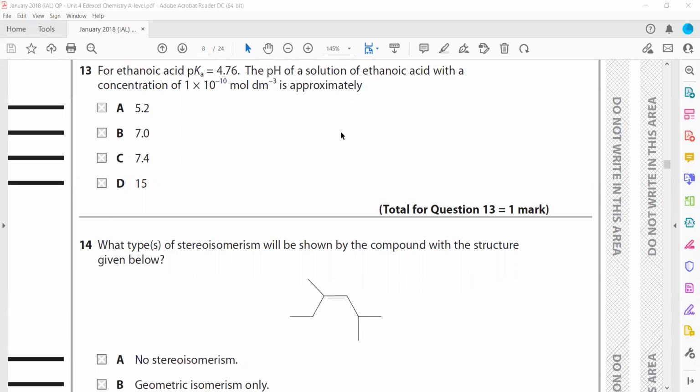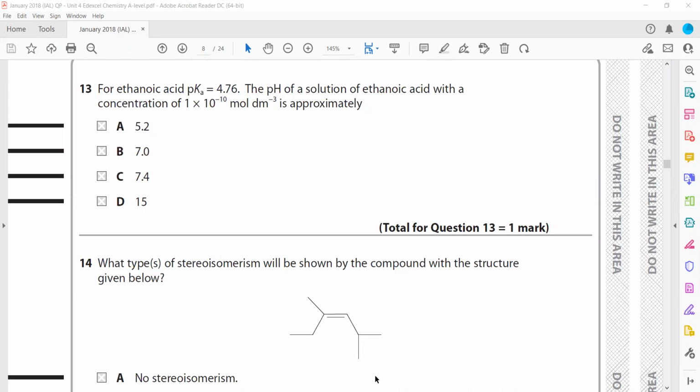So for ethanoic acid, pKa is there. From pKa, we can find the dissociation constant. How to find the dissociation constant, Ka? It's the same thing. Look, pH is equal to minus log of hydrogen ion concentration. So pKa is equal to minus log of Ka.